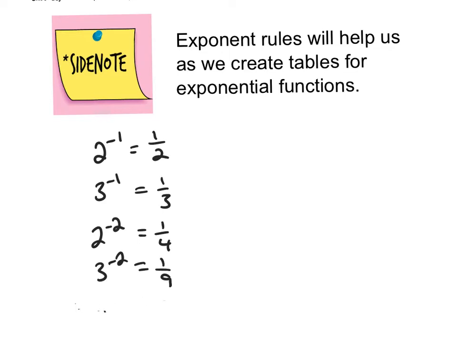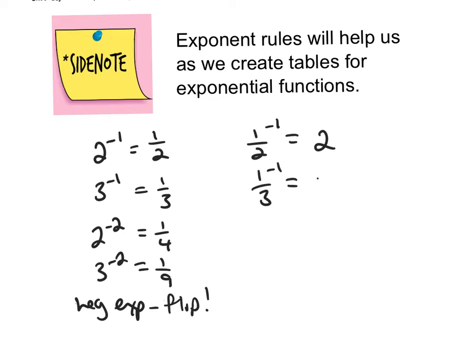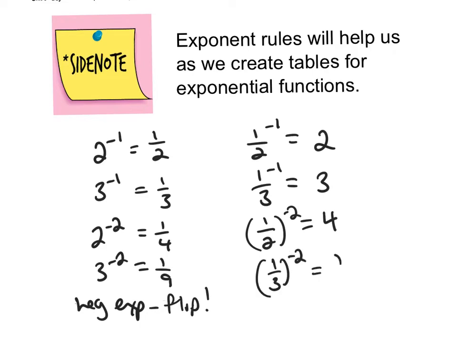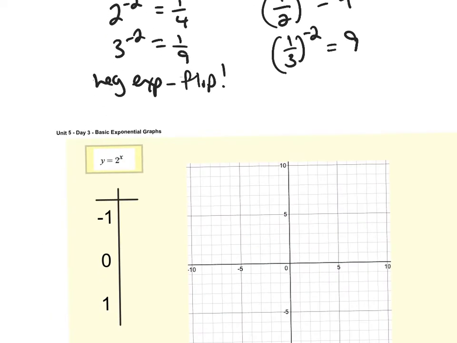Okay, so let's see what happens when we have negative exponents with fractions. So let's write, negative exponent is a flip. That's probably a better thing to say. Okay, so 1/2 to the negative 1 is 2. It flips 1/2 and makes it 2. 1/3 to the negative 1 is 3. 1/2 to the negative 2 is going to square everything. Well, 1 squared is 1, 2 squared is 4, and flip it. 1/3 to the negative 2 squares the 3 and flips it. Okay, so whole numbers become fractions, and fractions become whole numbers with negative exponents. We'll keep that in mind as we graph.